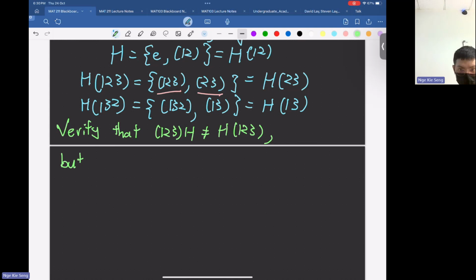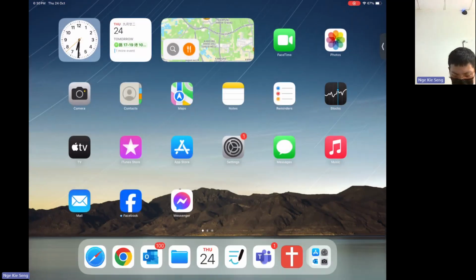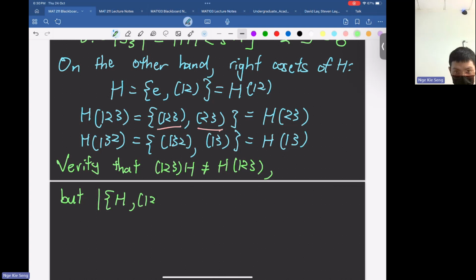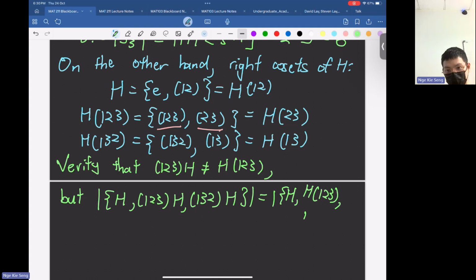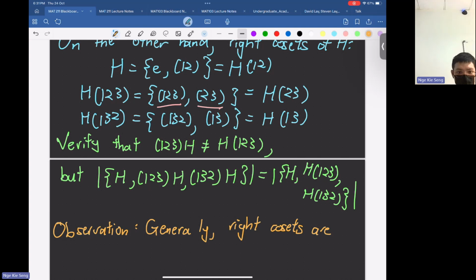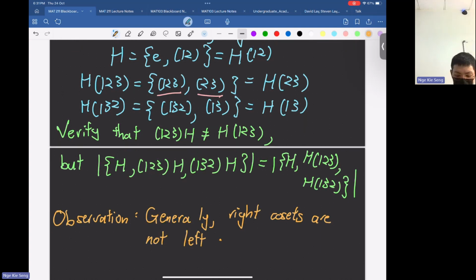But the number of left cosets and right cosets will agree. So usually you can do the theory using left cosets or right cosets. You can go through the whole theory again, what we did before. You can prove it. So left and right give the same number, but they cut your group cake differently. So generally, right cosets are not left cosets. Although they have the same number, they don't look the same.